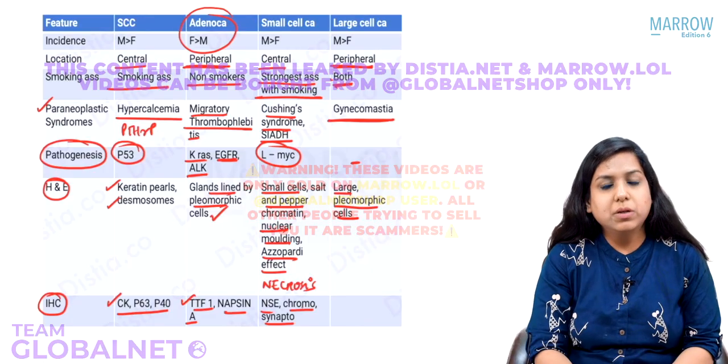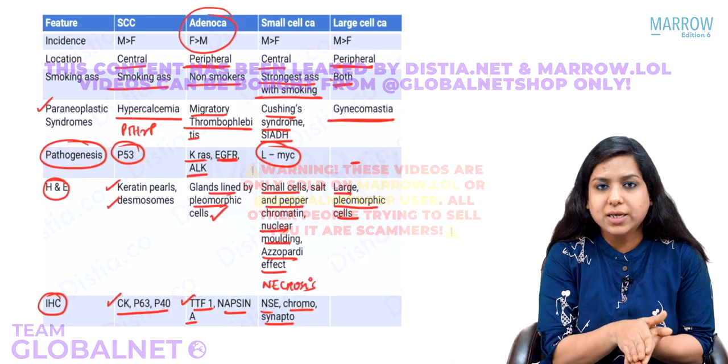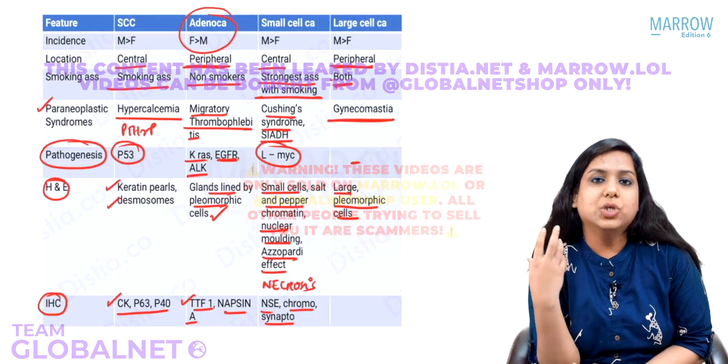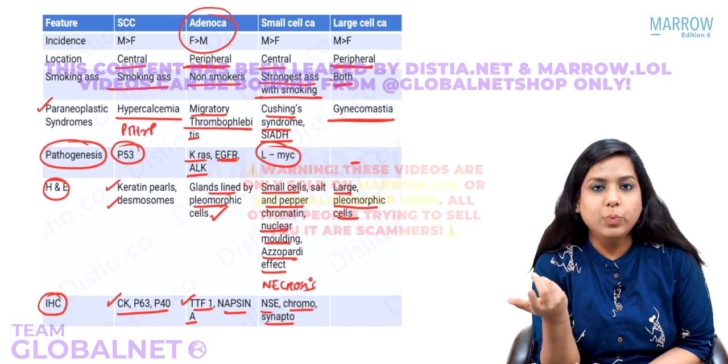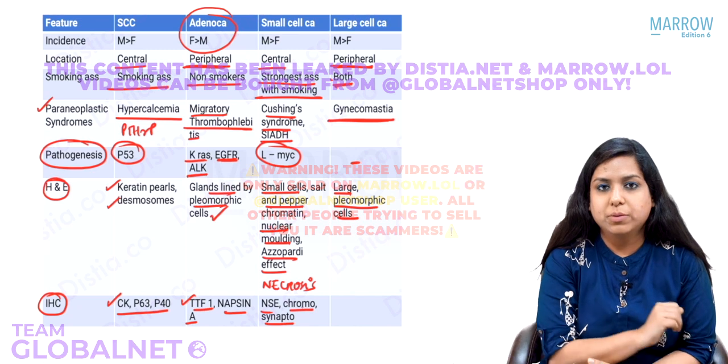Very important table. You paste it in your room, or this is an extra edge or high yield table. Put it in a separate copy because just before the exams, 1 week before the exam, you have to revise all these things, right? Very, very important table, correct?